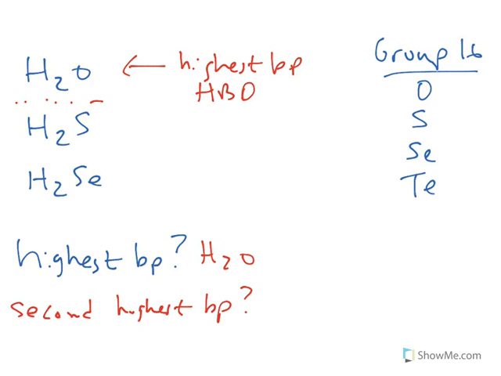Once you get down into H2S versus H2Se, hydrogen bonding is off the table. Then it comes down to either dipole-dipole forces or dispersion forces. And it turns out dispersion forces are going to dominate here, and H2Se is going to have the second highest boiling point. And then the lowest of the three, well, process of elimination, it's H2S. So of those three, that's the series.